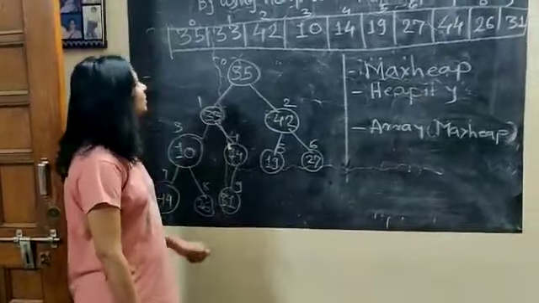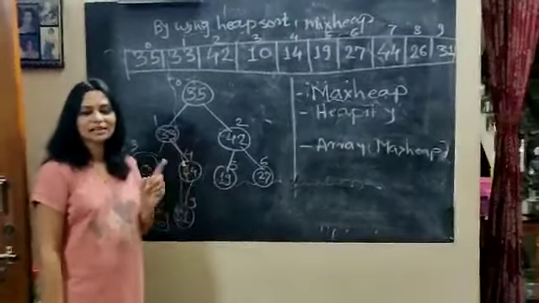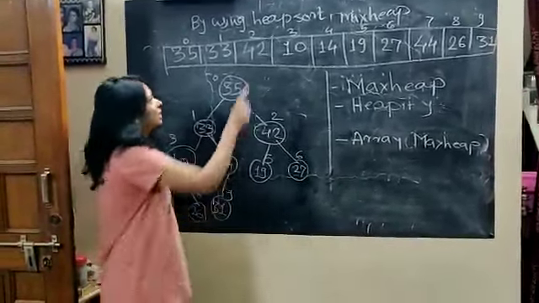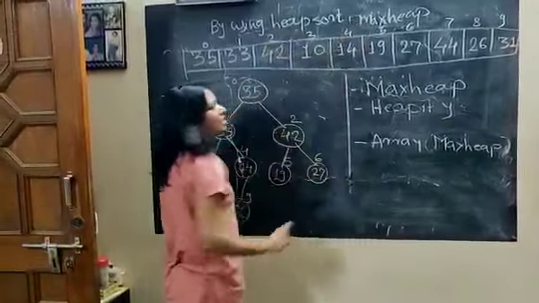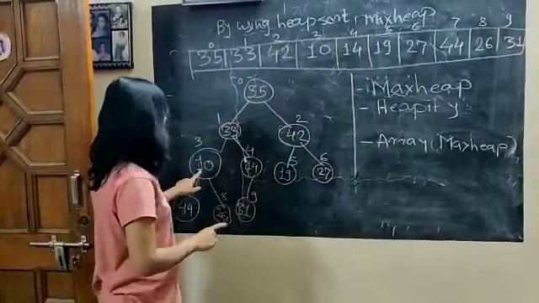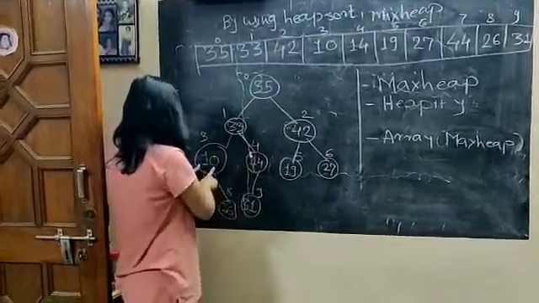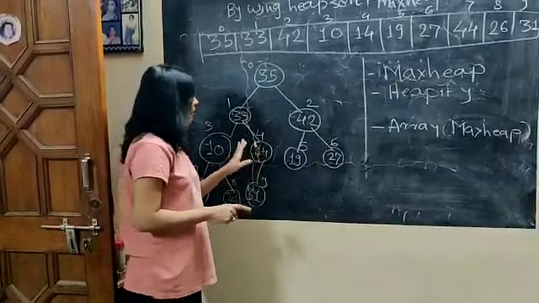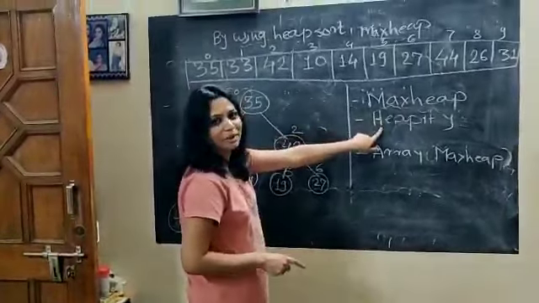So today we are going to see heap sort. In the last lecture we saw heap sort by using min heap. Today we will see heap sort by using max heap. The process is the same, the only difference is that we have to check that the parent node should be greater than the child node. Only that is the difference, and that we will do by the heapify method.